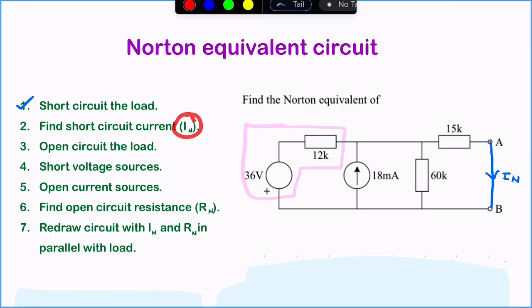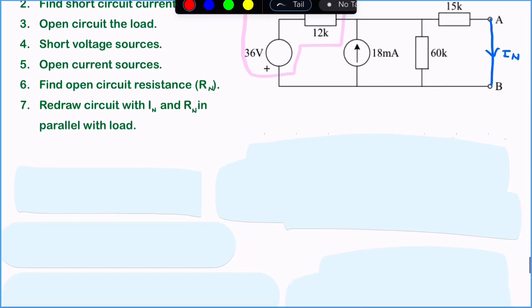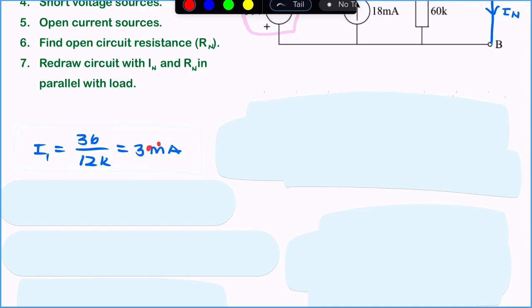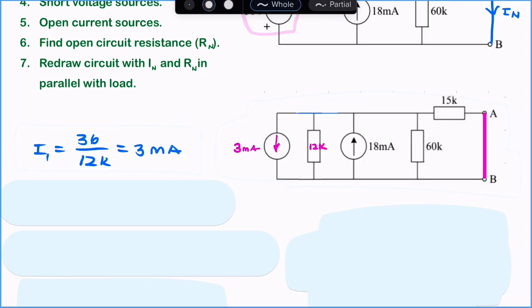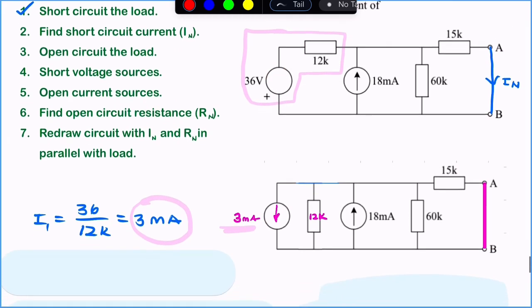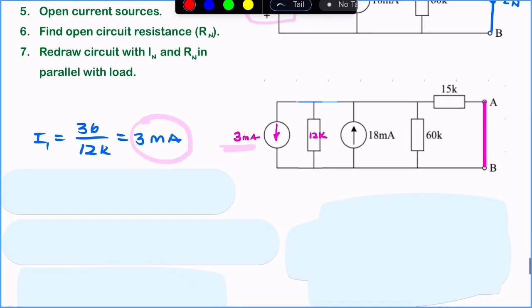In order to do step 2, I'm going to convert this source. And to do that, I'm going to divide the voltage divided by the resistance to find my equivalent current. So that is my 3 amp source. So this is my converted source, and this resistor is unchanged.